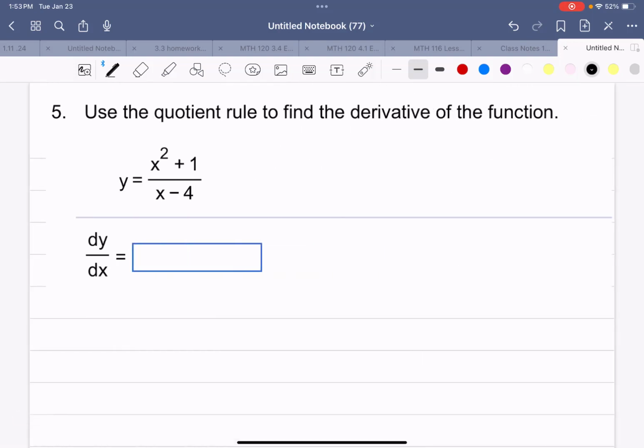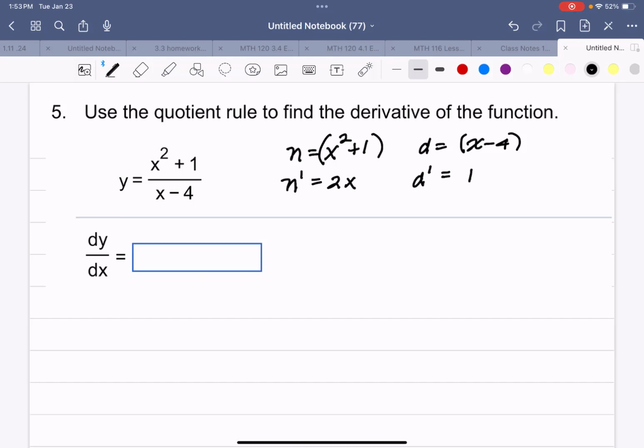Example 5. Use the quotient rule to find the derivative of the function. Our numerator, x squared plus 1. Our numerator prime is 2x. Put your parentheses around your binomials. Our denominator is x minus 4. Our denominator prime is 1 because the derivative of x is 1.